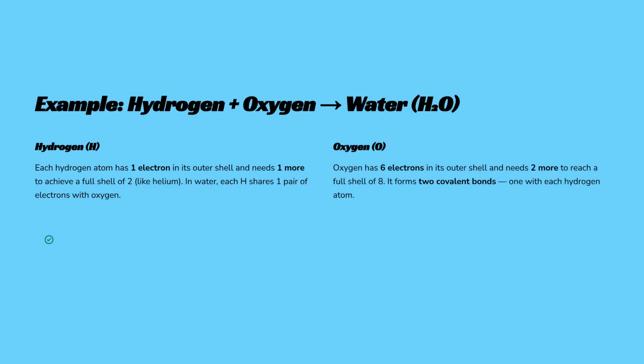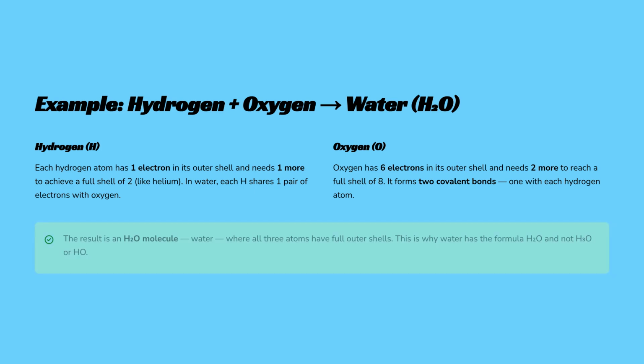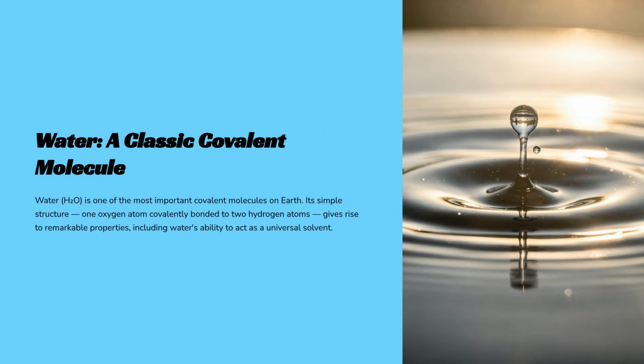Hydrogen and oxygen combine to form water, hydrogen oxide. Each hydrogen atom needs one electron, and oxygen needs 2. Oxygen shares one pair with each hydrogen atom, forming 2 covalent bonds, giving all 3 atoms a full outer shell. Water is a classic covalent molecule, crucial to life on Earth.